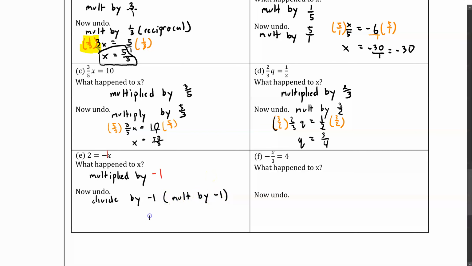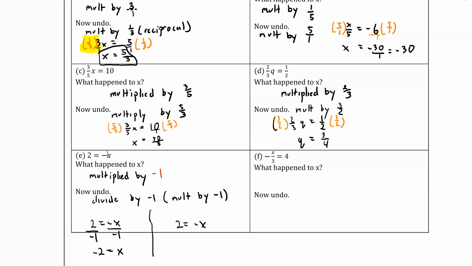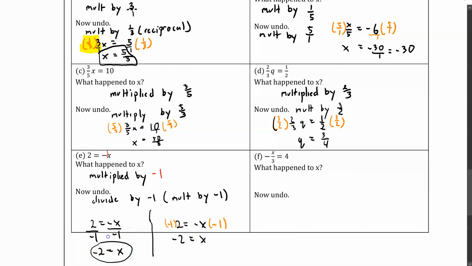So here's what the work will look like, because there are technically 2 different ways to go from here. 2 equals -x. If you want to divide both sides by -1, this gives you -2 equals x. The other way that I've seen it done is, here's the original problem, 2 equals -x. You can then multiply the left-hand side by -1 and the right-hand side by -1. And so -1 times 2 is -2. And then -x times -1 is x. Notice that the solutions are the same. So you can use whichever method you're more comfortable with in this case.